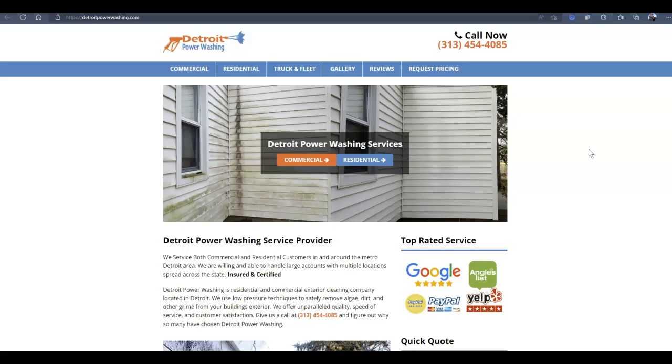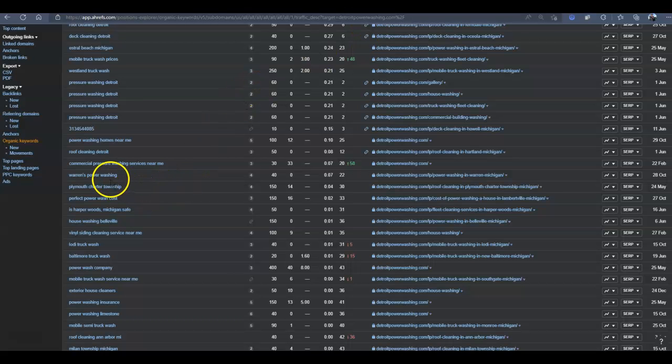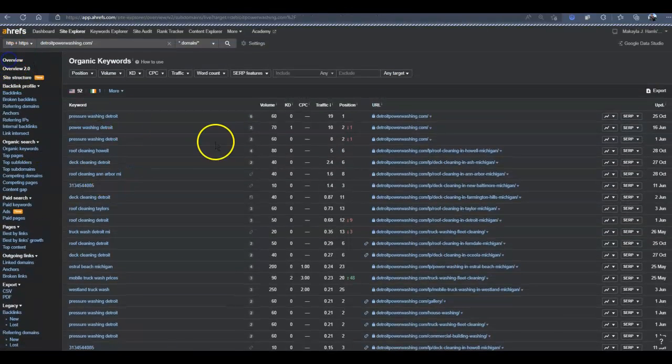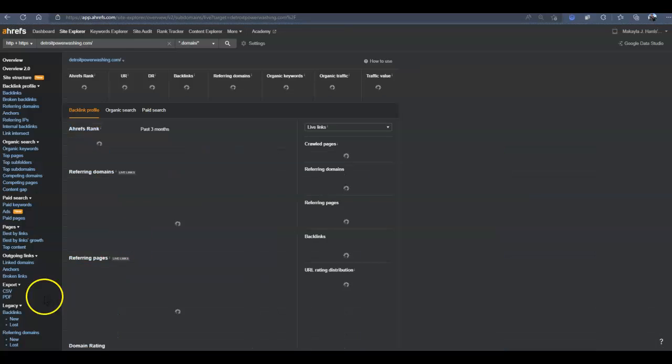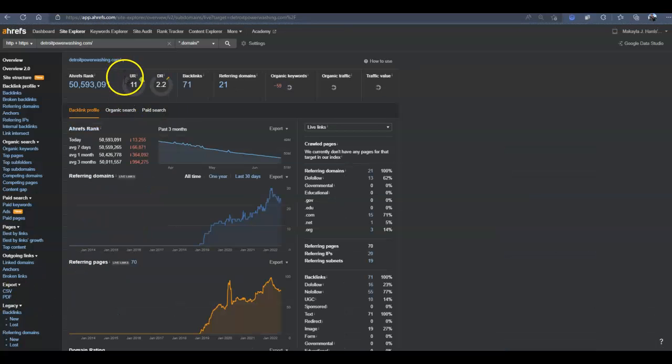This will allow you to rank for even more keywords related to specific services within specific places. So it's important to make sure you know exactly which keywords you're targeting. Now, if I take a look at that guy's website statistics, I'm going to take a look here. You can see that his UR and his DR is extremely low.